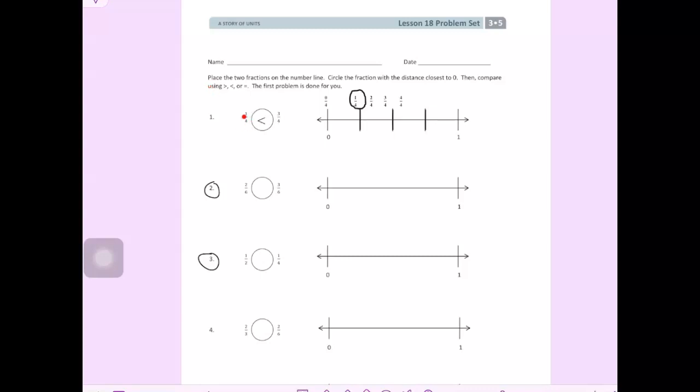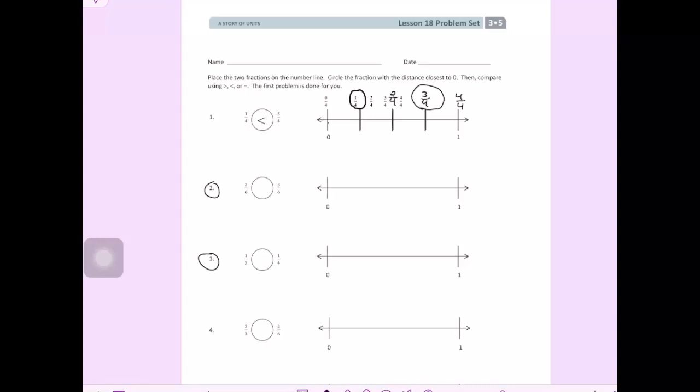So the denominator is fourths. So they divided the number line into 4 equal parts. They labeled each of the fractions, although the fractions should be moved over a little bit. It should really be 2/4, 3/4, and 4/4. I'm not sure why they got so close together. They circled 1/4 because it's closest to 0. And then they said 1/4 is less than 1/3 because 1/3 is over here.